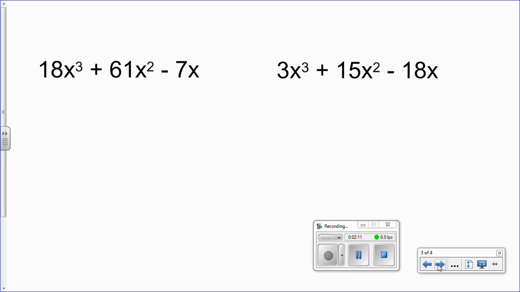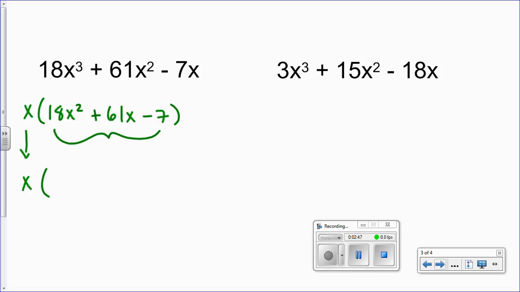Okay, and then something else, we talked about this briefly in the last video, but I need to check for common factors to take out first. So here, there's not a common factor between 18, 61, and 7, but there is a common factor between x cubed, x squared, and x. So I have to take out an x first. So that gives me 18x squared plus 61x minus 7. So now I'm just factoring here what's on the inside. I'll just bring my x down.